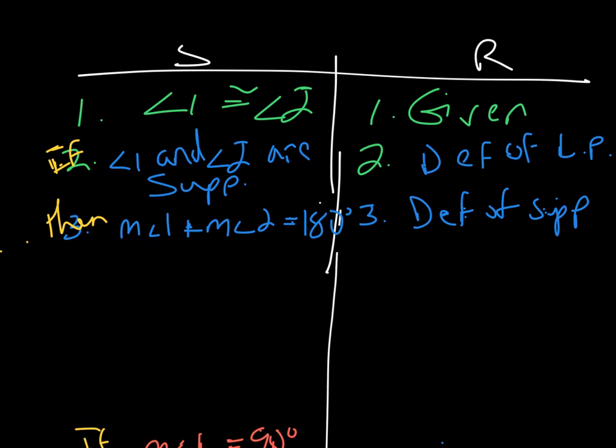I'm not sure when it cut out, but I went ahead and said, after my given information, that I know angle 1 and angle 2 are supplementary by definition of linear pair. If angle 1 and angle 2 are supplementary, then I know that measure of angle 1 plus measure of angle 2 equals 180 by definition of supplementary angles.